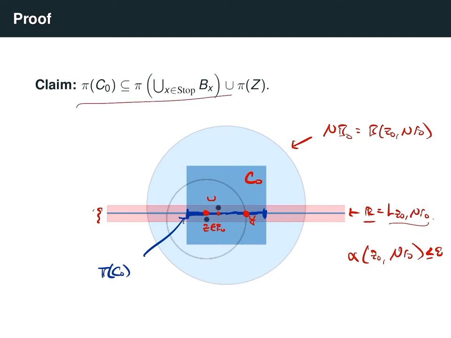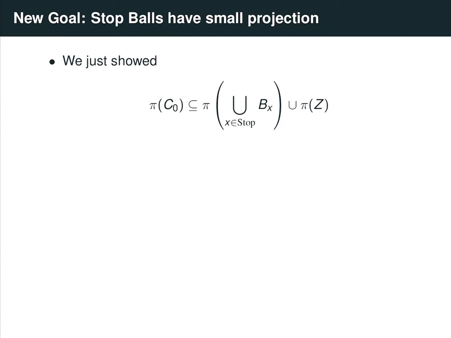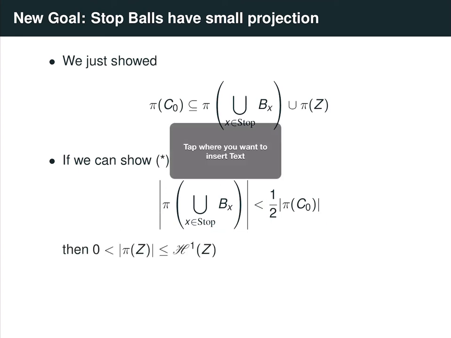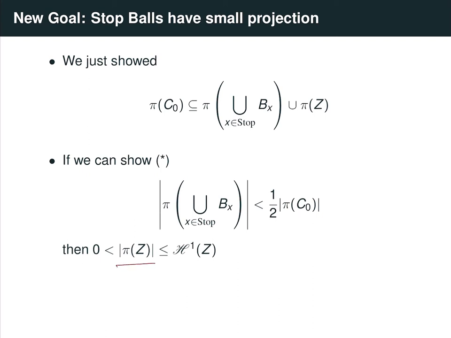Okay, so let's recap. We just showed that the projection of the stop balls and the projection of Z contains the projection of the square C naught. So if we can show that the Lebesgue measure of the projection of the stop balls is less than 1/2 the measure of the projection of the square, then that will imply that the Lebesgue measure of the projection of Z is positive, which will imply the Hausdorff measure of Z is positive.